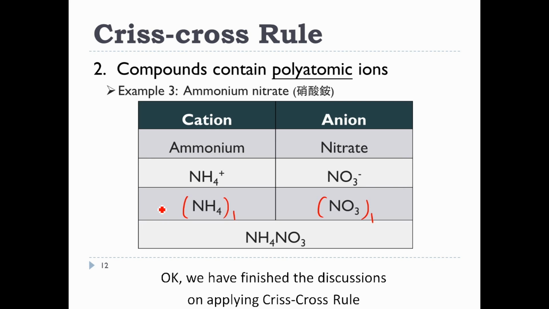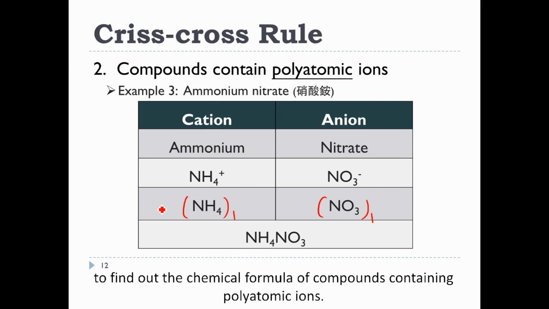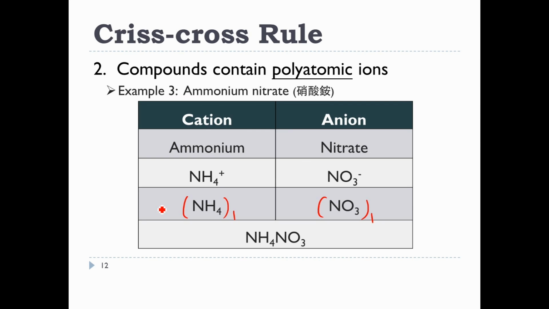Okay, we have finished the discussions on applying the criss-cross rule to find out the chemical formula of compounds containing polyatomic ions. If you want to learn the methods of chemical naming from a given chemical formula, you may refer to the corresponding videos.